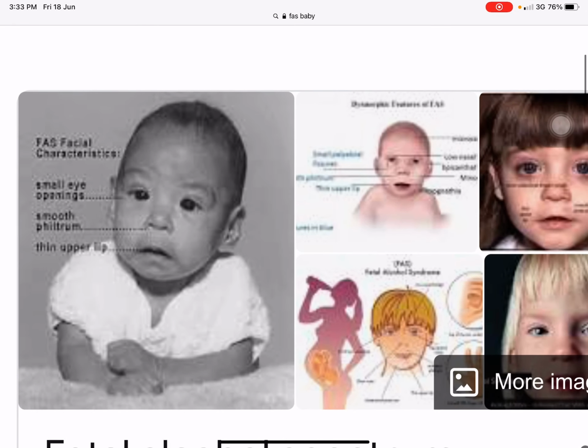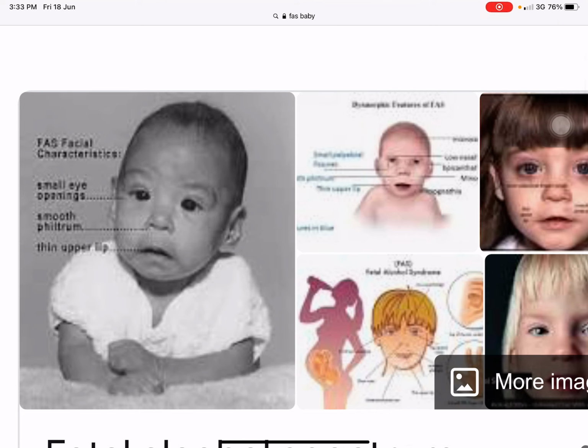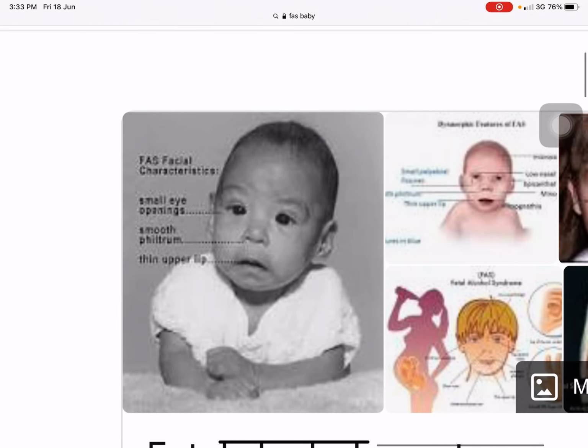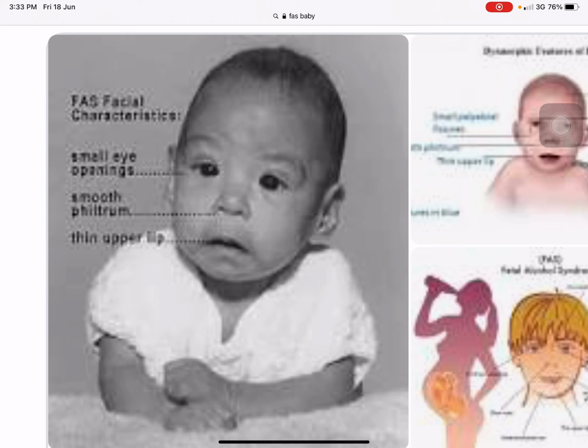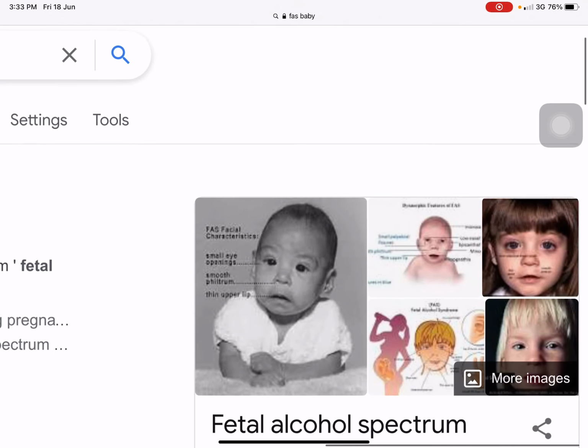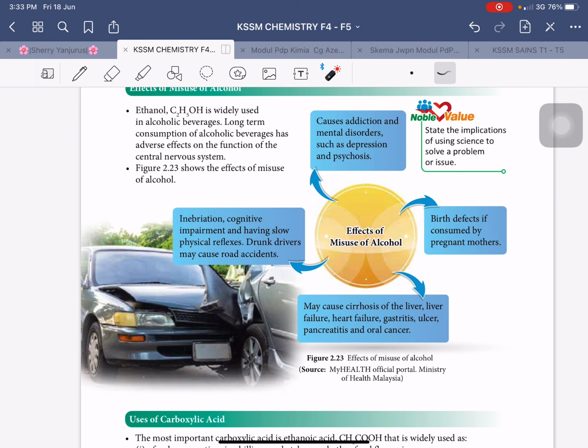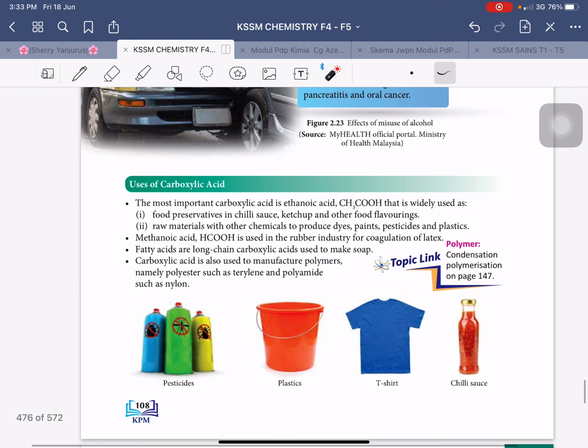So this is FAS baby. What is wrong with this baby is that the mental state is retarded. It's because of the mother who drank too much alcohol. Small eyes opening, thin upper lip, small philtrum, those are all the features of the baby. And this baby is actually a bit stunted. Okay. So that's the effect of misuse of alcohol.